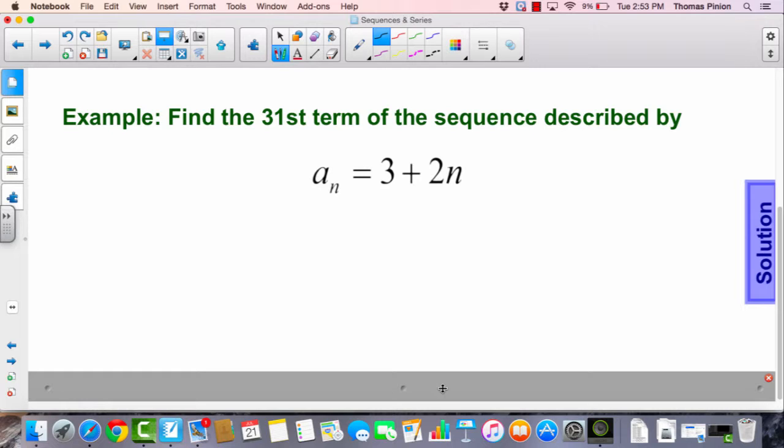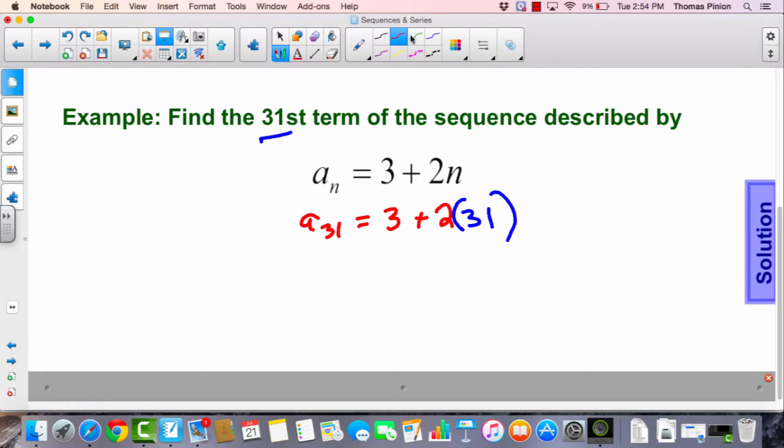Now that is your explicit formula after doing the distributive property after you plugged in a sub 1 and d and combining like terms. So if I want to find the 31st term, I want to plug 31 in for n. So let's do that. I'm going to have a sub 31 equals 3 plus 2, and now I'm going to plug that 31 in for n, because it's a sub n, so you have n here. So I have 31 here.